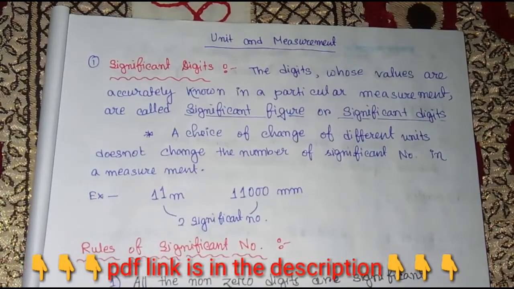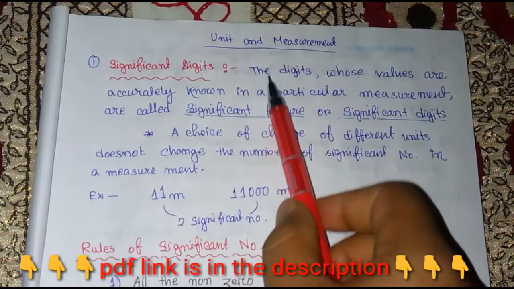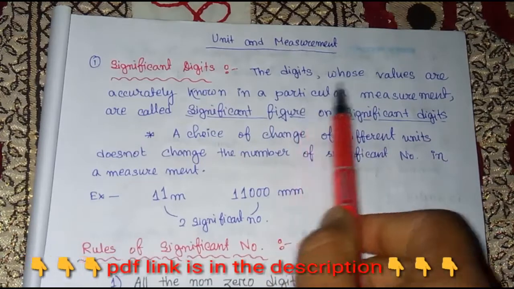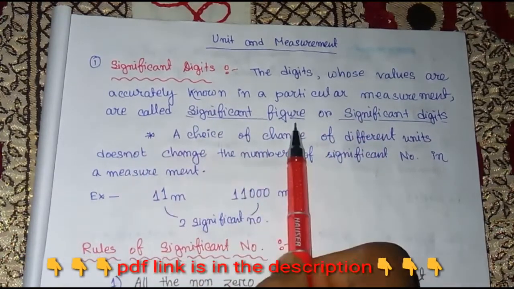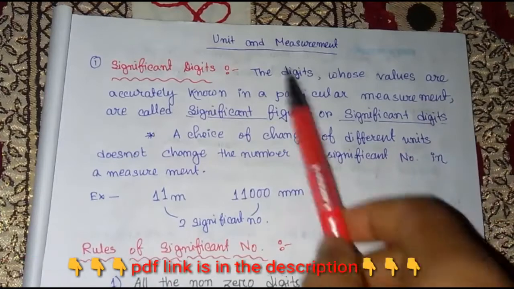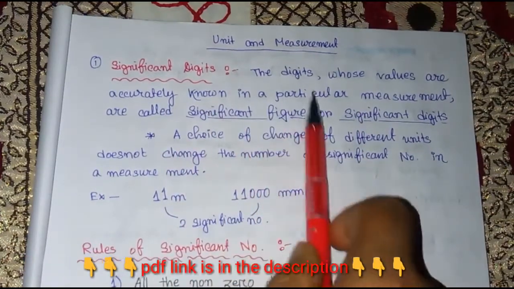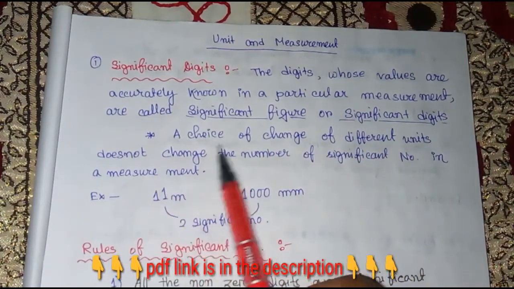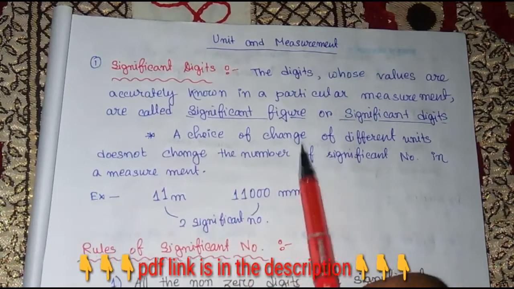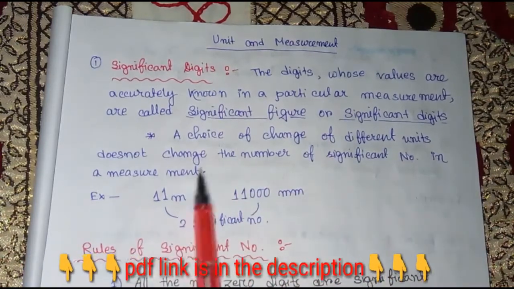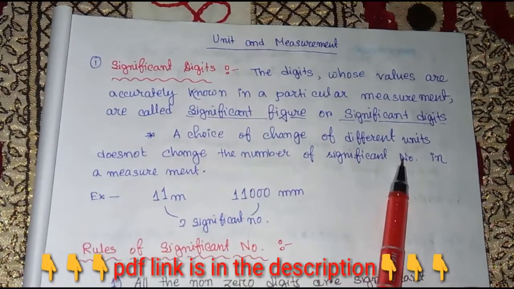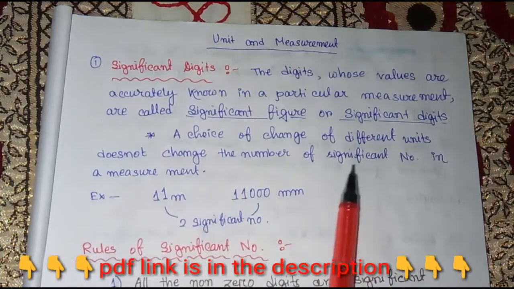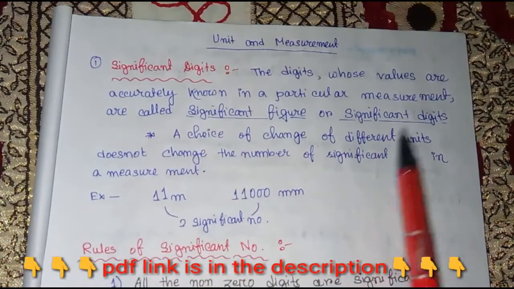As you know, today we are going to learn about significant digits. So what are significant digits? The digits whose values are accurately known in a particular measurement are called significant figures or significant digits. Let's see the characteristics of it. A change of different units does not change the number of significant digits in a measurement. That means if you change the units, it doesn't matter for the significant digits.